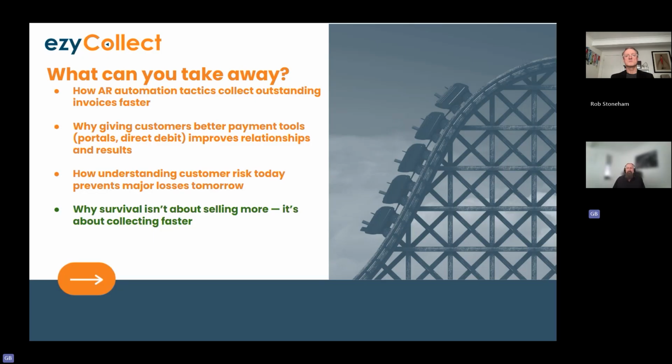Giving customers better payment tools. It does improve relationships. I put a system into a food company not long ago, and they were pulling their hair out because it's all prepay.